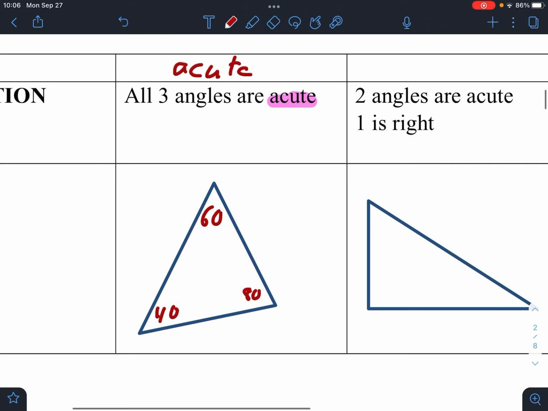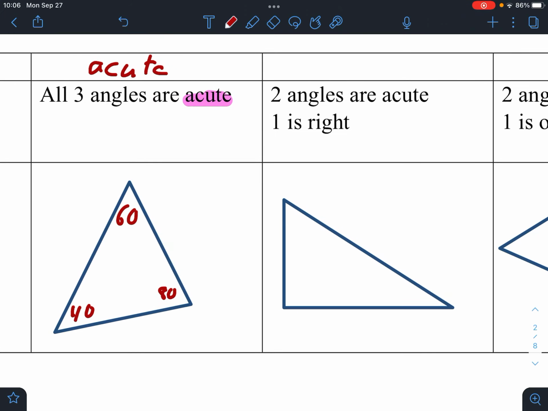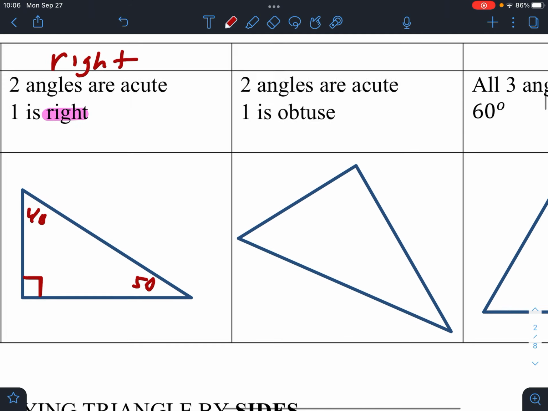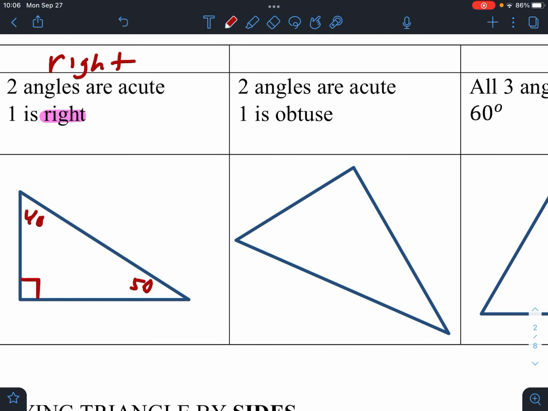However, if two of those are acute, but we switch one of them over to be right, so now let's say this is 90, this is 40, and this is 50, now this is called a right triangle. And if we continue to switch that one angle over to an obtuse angle, so maybe this one now is 120, and this is 40, and this is 20, this triangle is called an obtuse triangle.